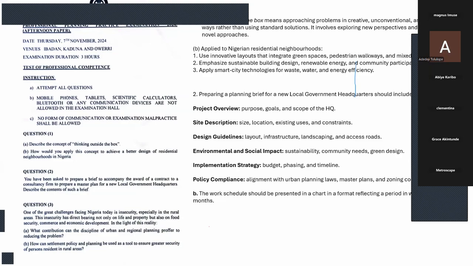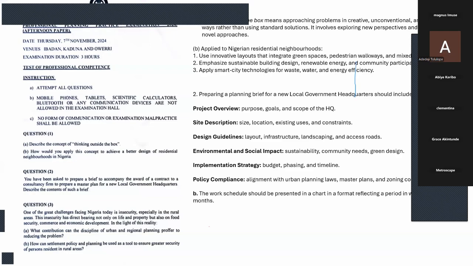Okay, so we have question number 3, where they said one of the greatest challenges facing Nigeria today is insecurity, especially in the rural areas. This insecurity has direct bearing not only on life and property, but also on food security. Which is true. If you take a look at what is happening, especially in the Northeast, Borno and Yobe states, and also in the Northwest, we have Katsina, Sokoto and Zamfara, and also part of Kaduna State. Most of the farmers there are not going to the farm because of kidnappings and insecurity.